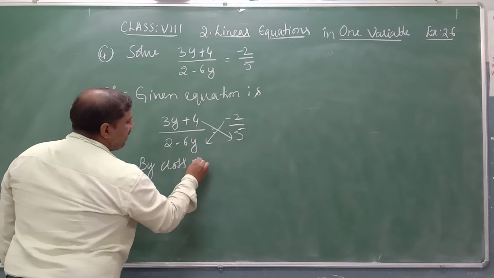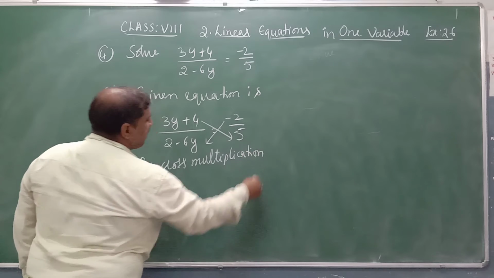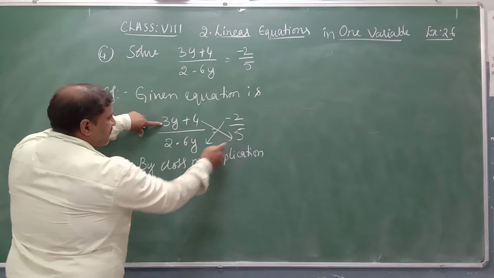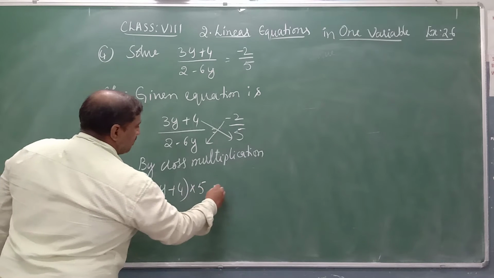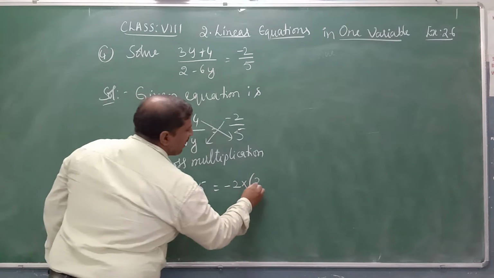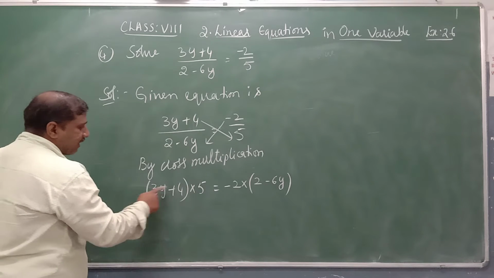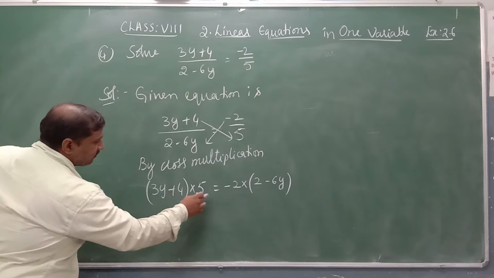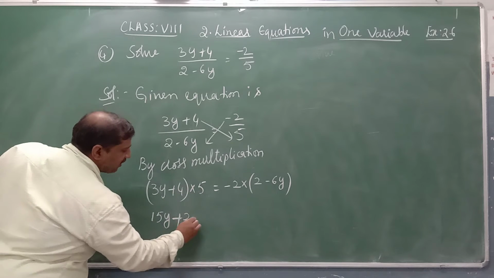how will we cross multiply? By multiplying one numerator with its opposite denominator. By cross multiplication, 3y + 4 is multiplied by 5, that equals -2 multiplied by (2 - 6y). Now multiply with 5: plus 3 into y is 3y, 3 into 5 is 15, so 15y, plus 4 into 5, 4 fives are 20.